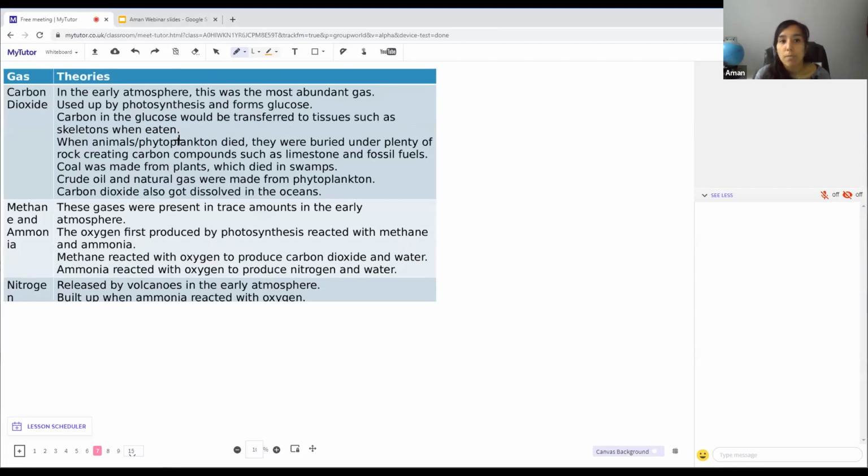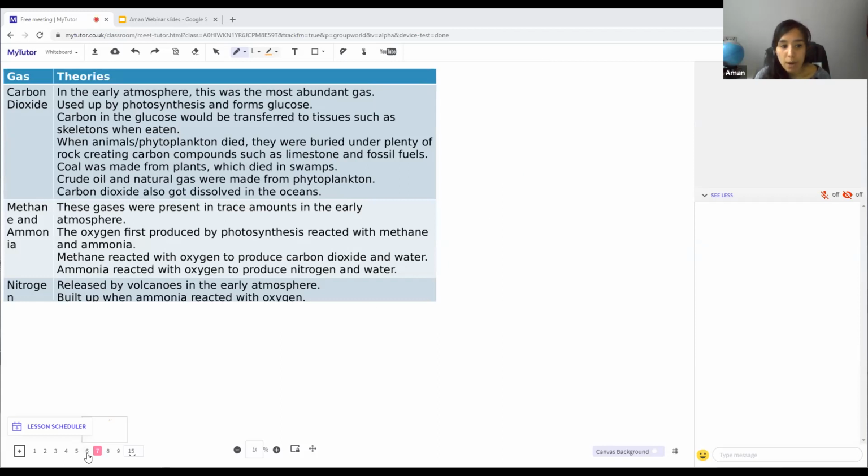So the next big gas that we need to look at then is carbon dioxide. So we know that carbon dioxide was plentiful in the early atmosphere because most of the volcanoes released lots and lots of carbon dioxide. So that's what it means by this was the most abundant gas. Abundant just means plentiful. There was lots of it. It was the most present gas in the atmosphere.